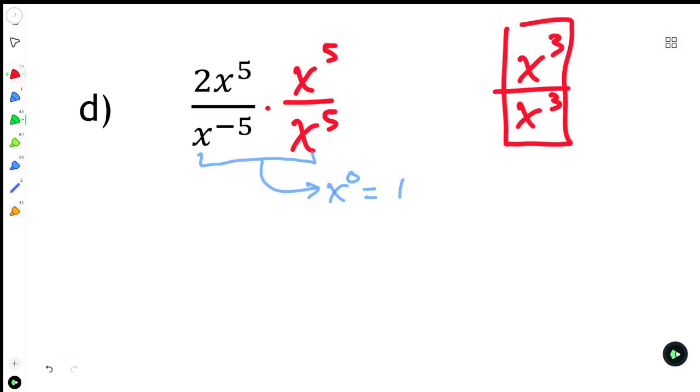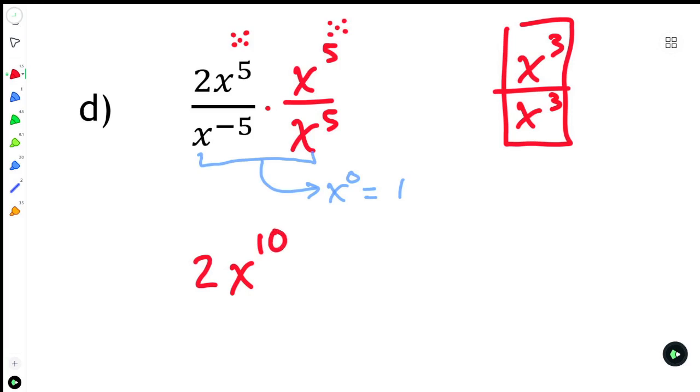In my numerator, you can see I've got a factor of 2, and then I've got x to the 5th, 1, 2, 3, 4, 5, and then 5 more factors of x, 1, 5, 6, 7, 8, 9, 10. So my final answer is 2 times x to the 10th power.